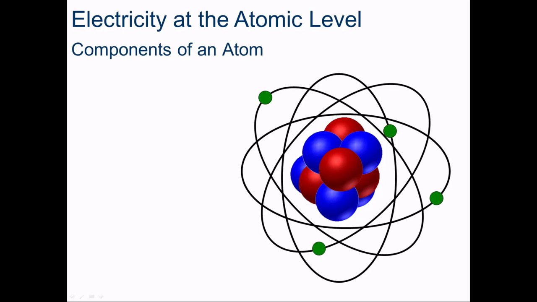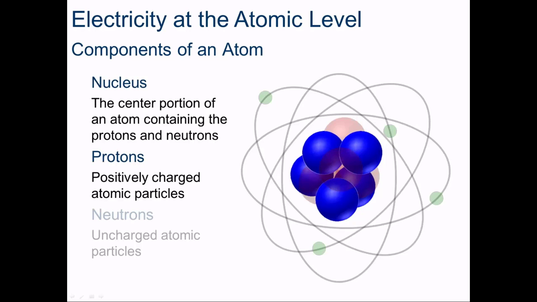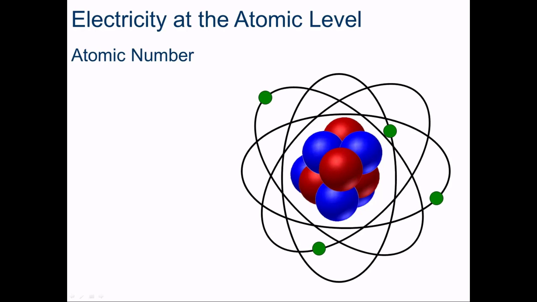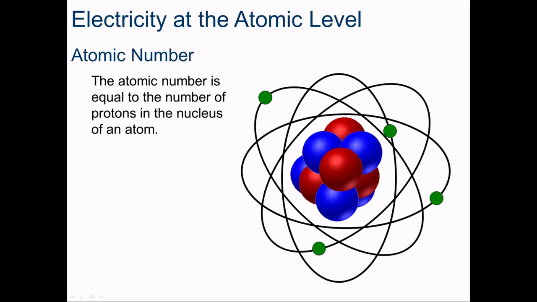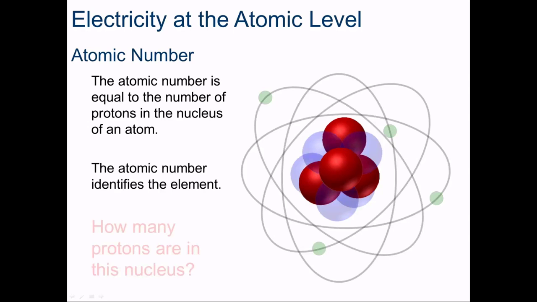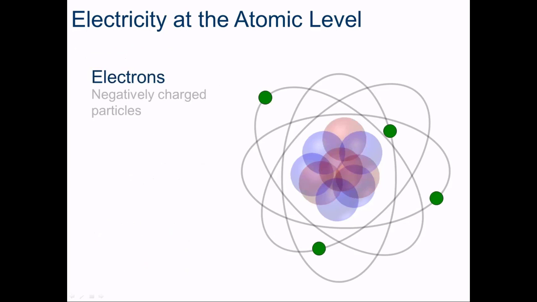Components of an atom. Well, there's the nucleus, that's the center portion of an atom containing protons and neutrons. Protons, those are the positively charged atomic particles. Neutrons are uncharged. The atomic number is equal to the number of protons in the nucleus of an atom, and that identifies it. How many protons in this nucleus? Well, 1, 2, 3, 4.